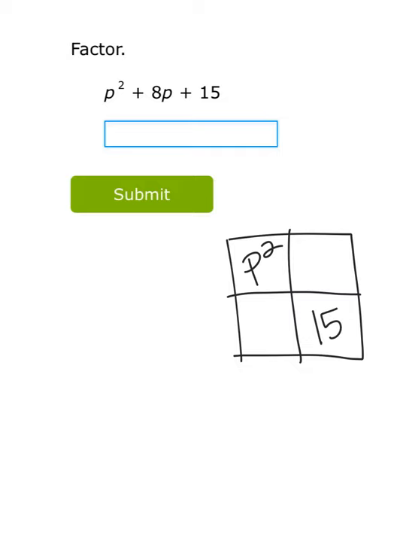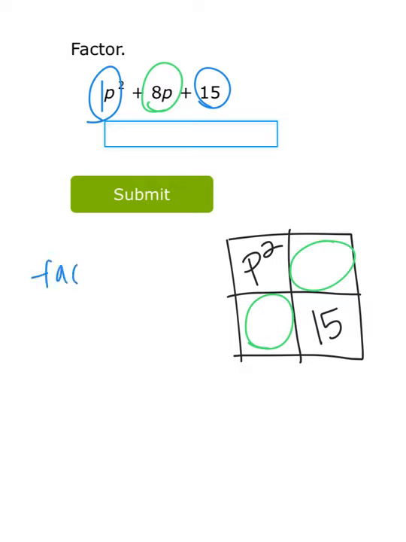And then remember, in order to get this diagonal, both of these numbers have to add up to my middle term of 8p. So in order to do that, we have to multiply the first and the last term together. So my first and last term is a 1 and a 15. So I'm multiplying 1 times 15, which is just 15. So we're going to find the factors of 15 that add up to a sum of 8, because 8 is my middle term.